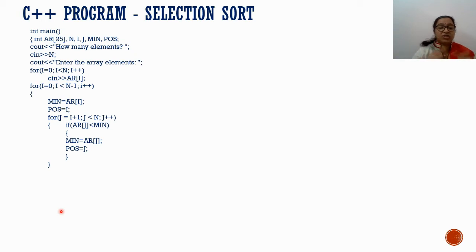So now we want to shift it. How can we shift it? Just see. If POS not equal to I, POS not equal to I means the position of the smallest number and the I value are the same, which means the 0th one is the smallest one. Yeah. So at that time we don't want to do anything. If it is not the same, that means some other value is there in min now. So we want to shift it.